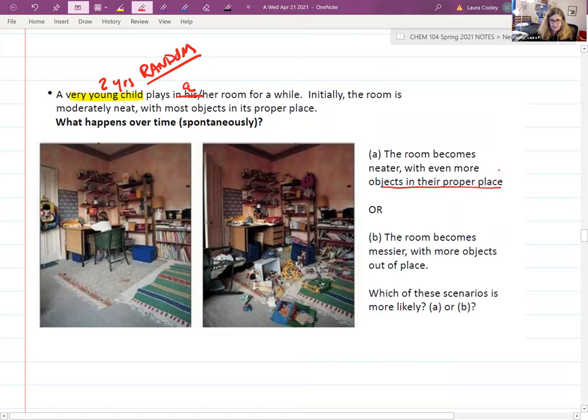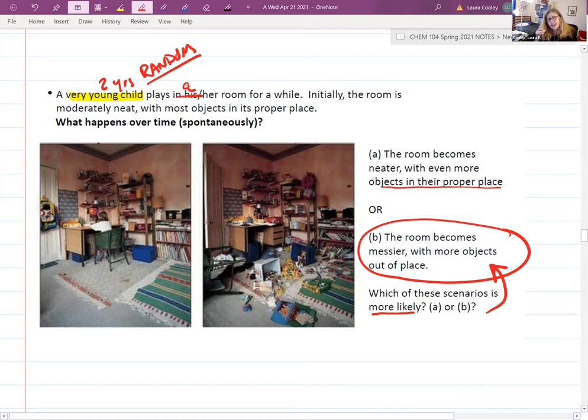The room becomes neater with even more objects in their proper place. Okay, it's a kind of an absurdity, right? That's not going to happen with a kid in the room. Or the room becomes messier with more objects out of place. Which of these scenarios is more likely? Okay, well, I think that it's definitely B, okay? This is definitely what's going to happen.